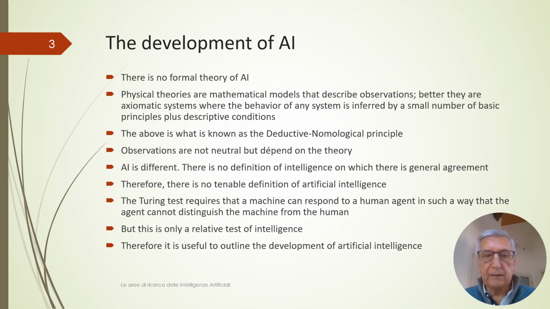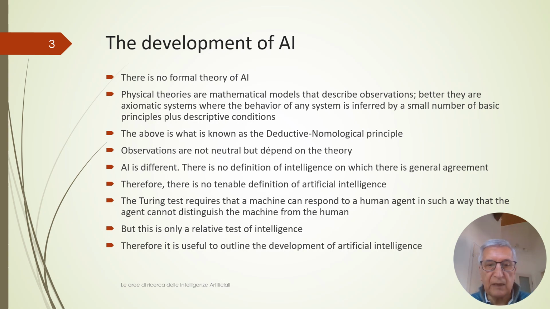Let's discuss a little bit the development of AI. Why? Well, there is no formal theory of AI. Physical theories are mathematical models that describe observations. Better, they are axiomatic systems where the behavior of any system is logically inferred by a small number of basic principles plus descriptive conditions. The above is what is known as the deductive nomological principle. Observations are not neutral but depend on the theory.